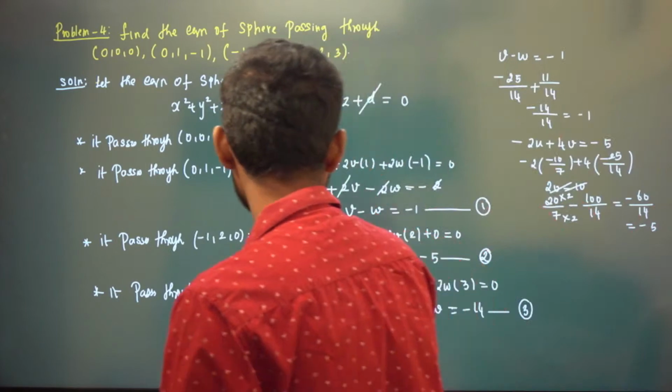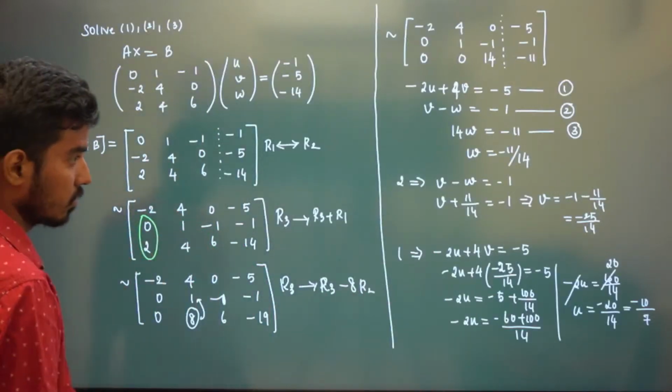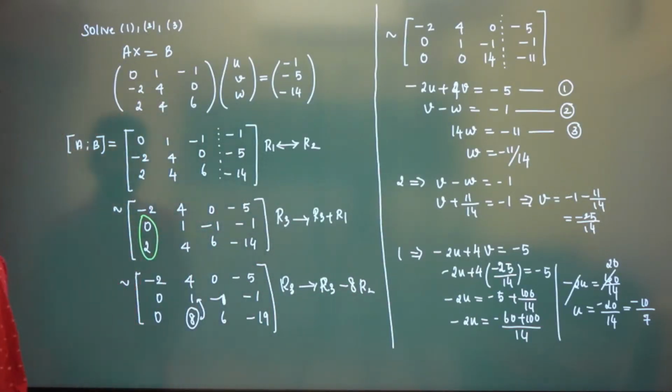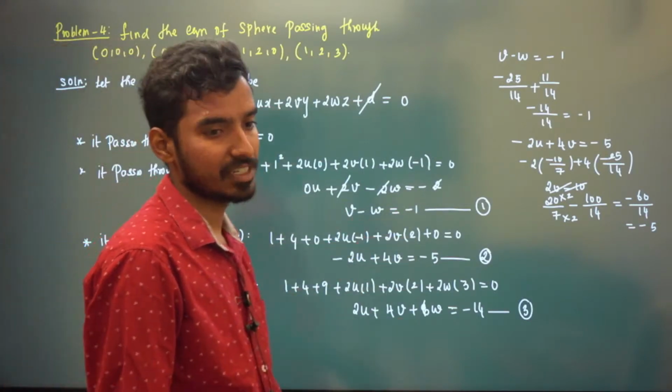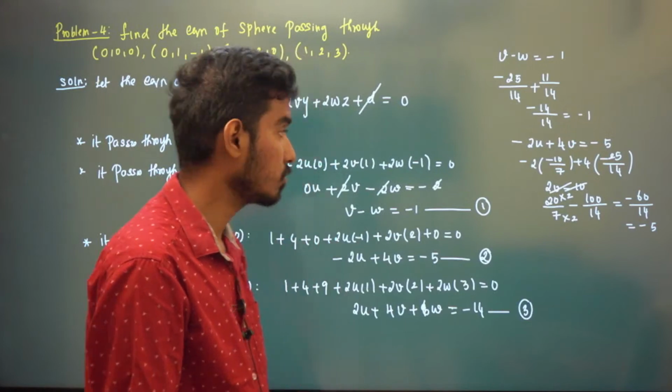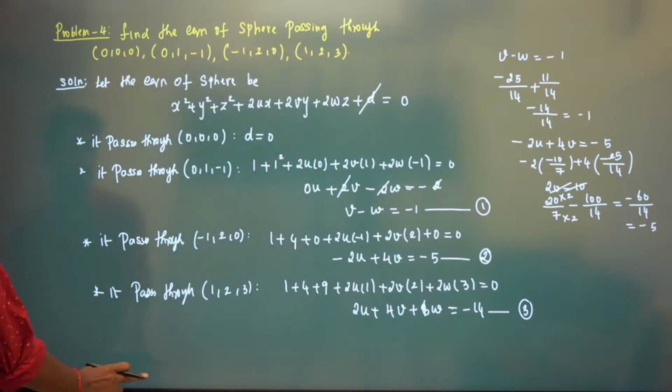Okay. See, very simple. You just substitute these equations here. You will have a set of simultaneous equations. Solve the equations using linear algebra. That's it. We'll move on to problem number 5.